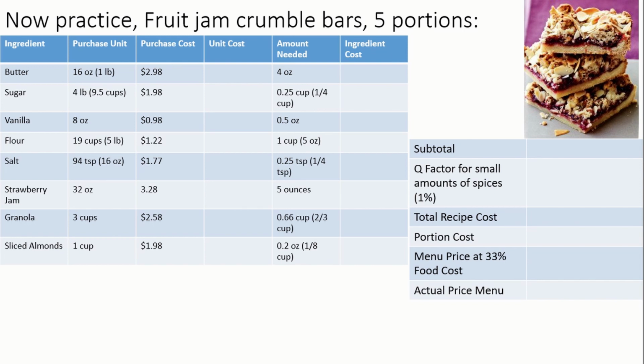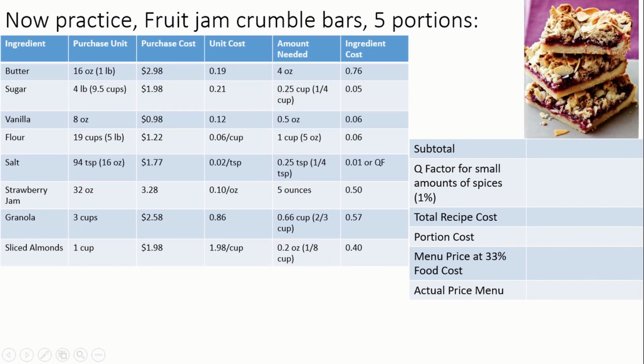Okay, so let's go over what you should have. Take a moment right now, take a look at what your cost is per unit, cost per ingredient, okay? And then for the subtotal and the recipe cost and portion cost, take a look and make sure you are close. And then see if your menu price is around the same.